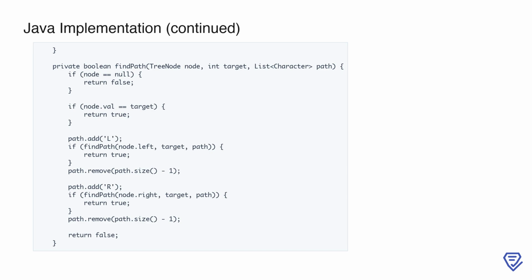If moving to the left child is successful, it adds L to the path, and if not, it backtracks by removing the last entry. Similarly, it adds R when moving right and backtracks if this path also fails. The method ultimately returns true if either subtree leads to the target node, ensuring that the path list is correctly populated with the necessary directions.